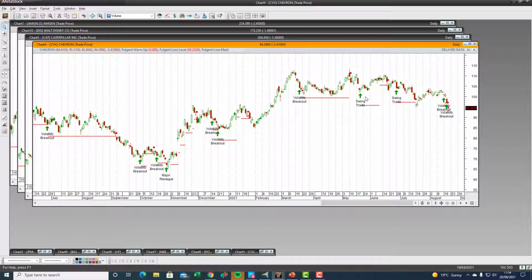Chevron, moving sideways, volatility breakout at the bottom end of a support zone, so it's critical for it to stay below these lows here. But the upside resistance levels 105, then 110, and then 115 would be the upside profit targets on Chevron.